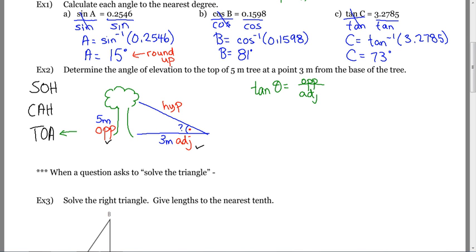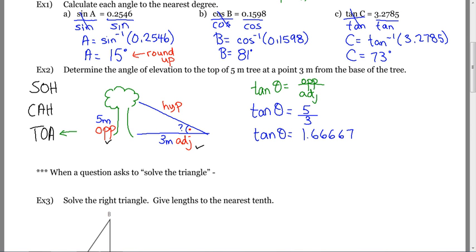So we have tan, we have our values. Tan theta, we don't know, so we'll leave it as theta. Opposite is going to be 5 over 3. Again, we want our fraction or decimal to be 5 decimal places, so we hit 5 divided by 3 in our calculator. We should get tan theta equals 1.66667.